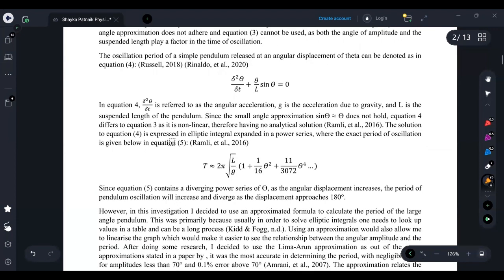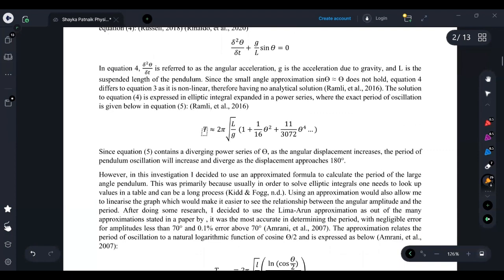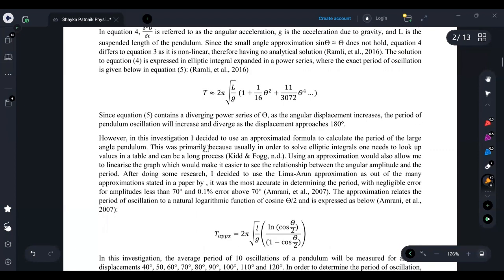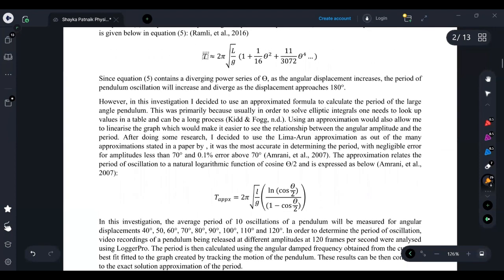In my IA, I decided to use an approximation to calculate the period of oscillations because, as you can see in my introduction, to calculate the period exactly requires an elliptical integral or a series, and I hadn't learned how to solve these during my time in the IB. So it would be really weird for me to go out of my way and try to learn how to solve elliptical integrals. So I used an approximation to calculate the period of oscillations, and then I would compare it to my experimental values and see what the difference is.